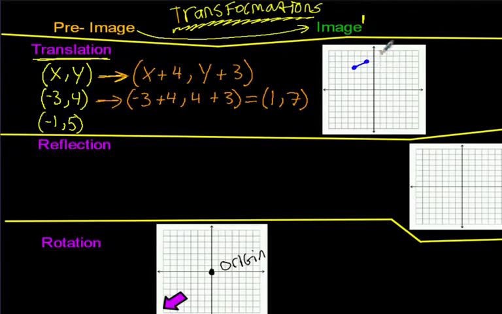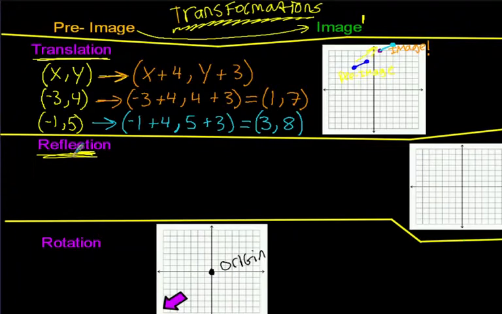And (1, 7). Let's take (-1, 5), and we're going to say -1 plus 4, 5 plus 3. And that's going to be (3, 8). Yep. All right, let's graph that point. And notice how we shifted that segment to the right 4 and up 3. And we have the pre-image, and then we have the image. All right, excellent. Let's move on to reflections.